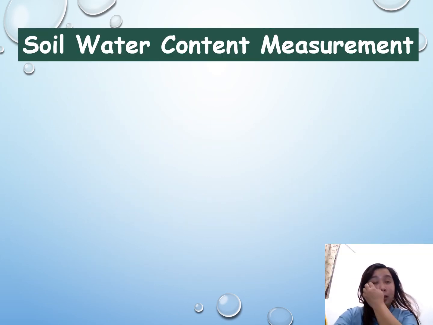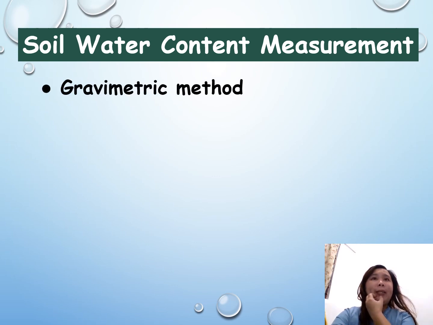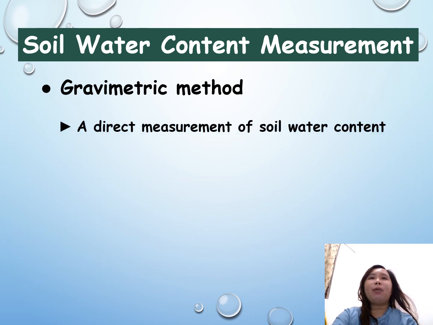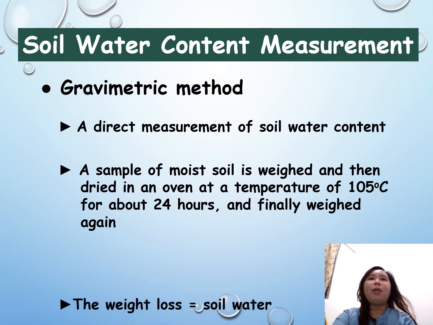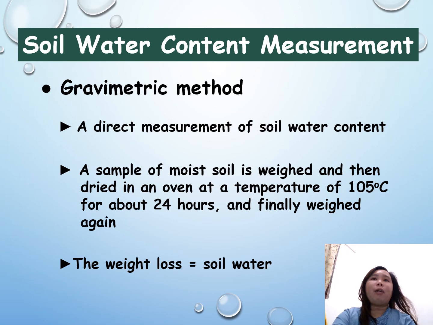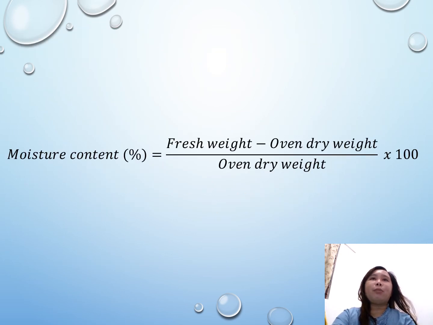Another method, this one is the most common, the gravimetric method. It is a direct measurement of soil water content. In this method, a sample of moist soil is weighed and then dried in an oven at a temperature of 105 degrees Celsius for about 24 hours and finally weighed again. The weight of water loss is equivalent to the soil water content. The formula to determine the soil moisture content is as follows. Moisture content is equal to the fresh weight of the soil minus the oven dry weight of the soil, divided by the oven dry weight of the soil, multiplied by 100%.